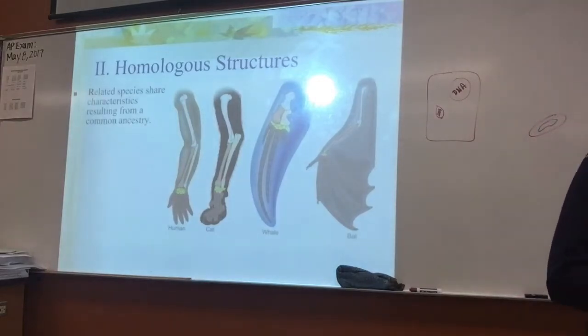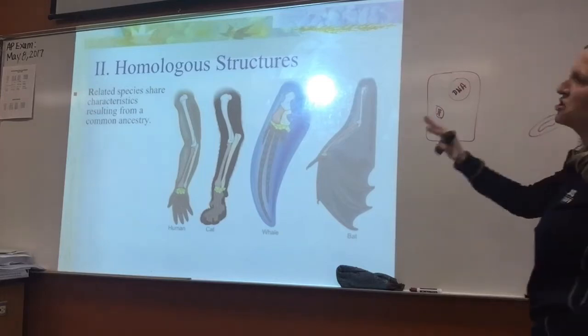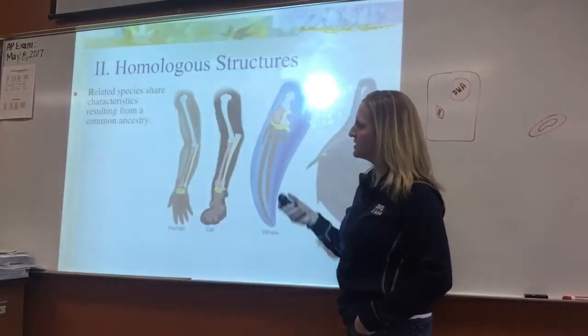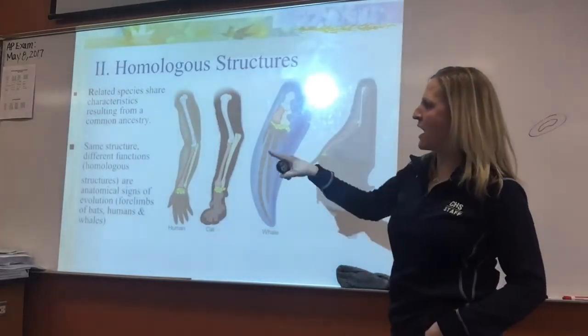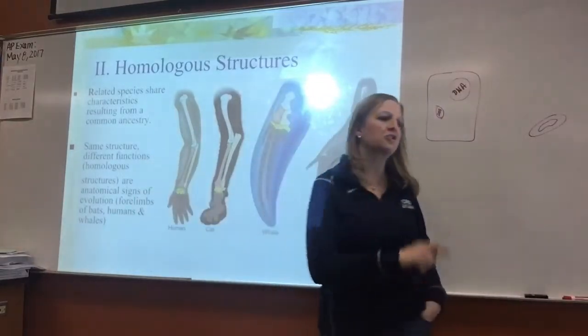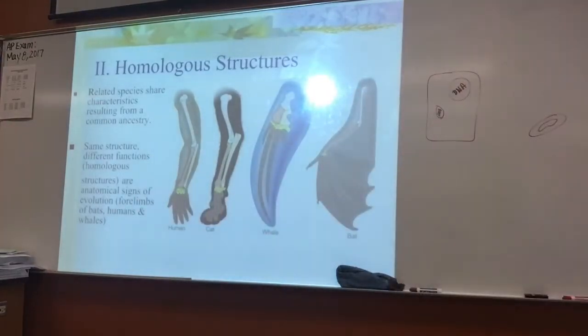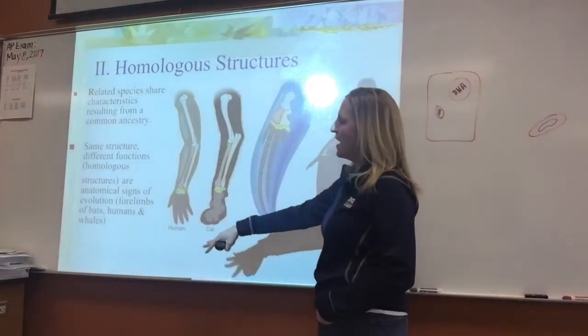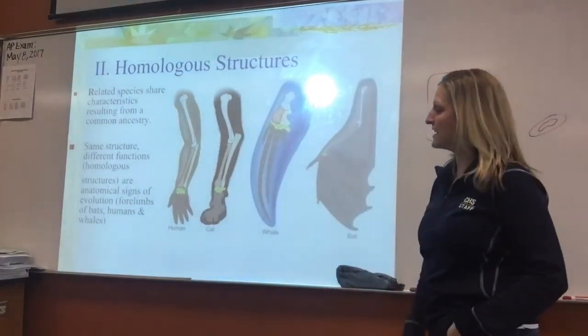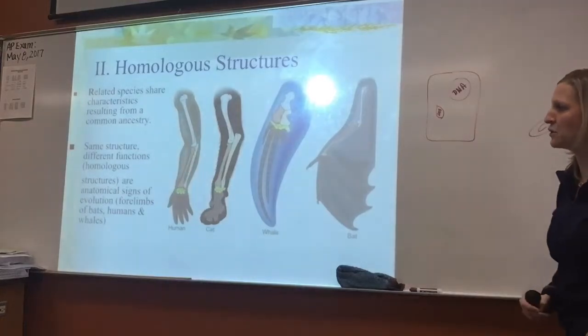All right, so what are homologous structures? Related species share similar characteristics resulting from common ancestry. Homologous structures are the same or similar structures that have different functions. And that in parentheses is homologous structures. So this shows relatedness, evolutionary relatedness between organisms.